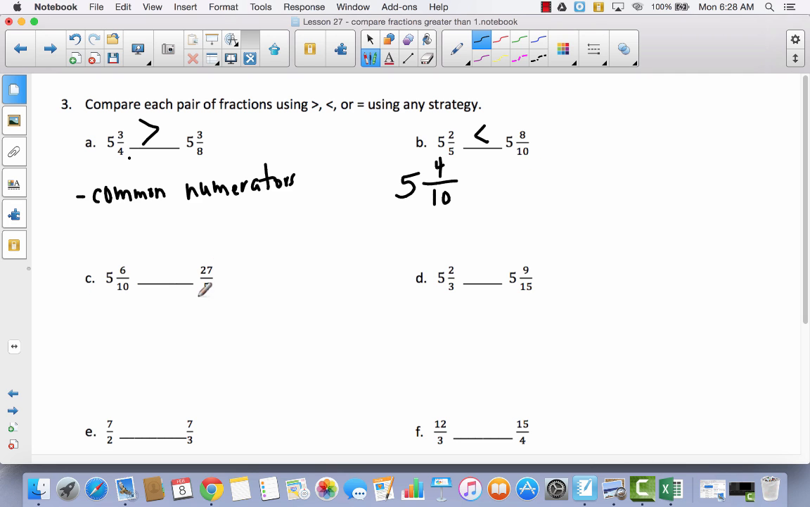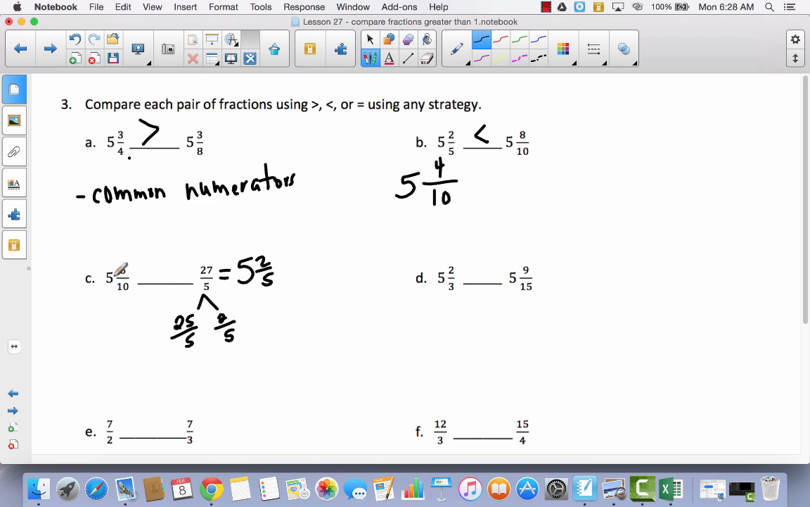Okay, so let's take this one. And the first thing I'm going to do is I'm going to change this improper fraction into a mixed number. So I know that I can do 25/5. That would be 5/5 5 times, and that's going to leave 2/5. So 27/5 is the same as 5 and 2/5.